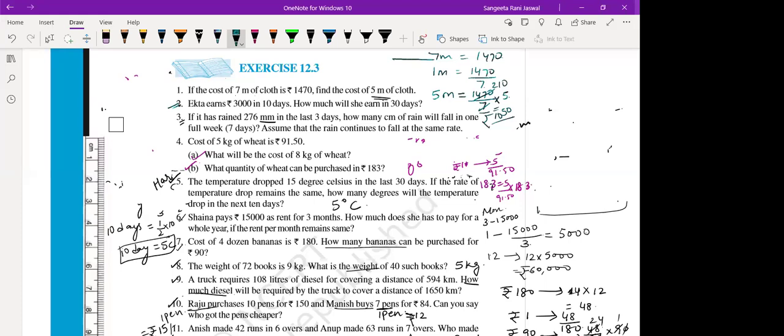Next one is Ekta. May I read the next question? Yes, ma'am. Rekha earns rupees 3,000 in 10 days. How much will she earn in 30 days? So please find out. So 10 days money is given. You will find for 1 day.